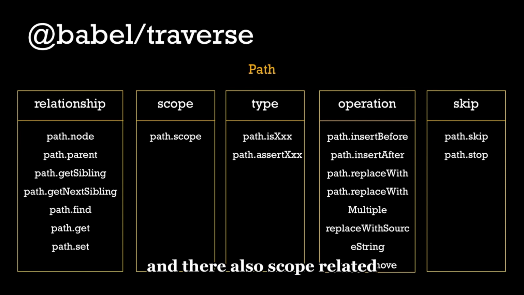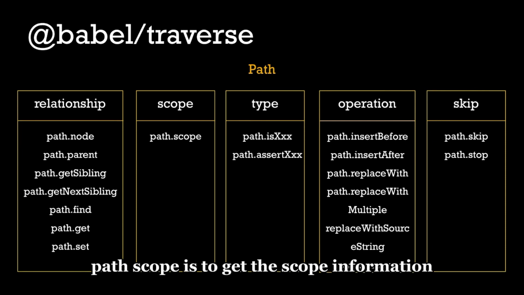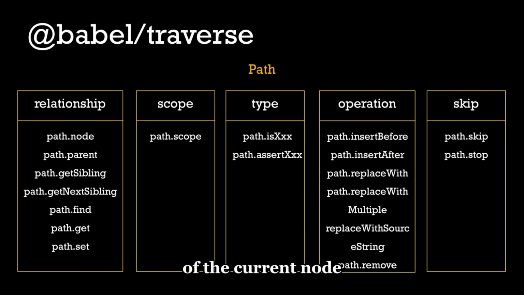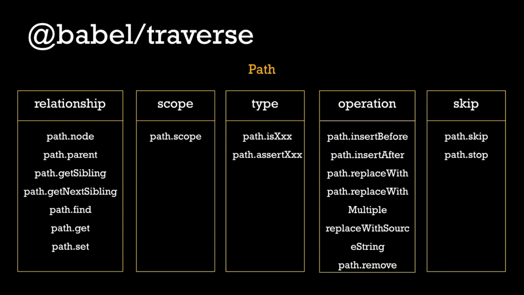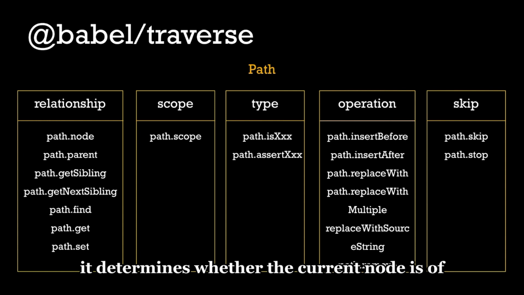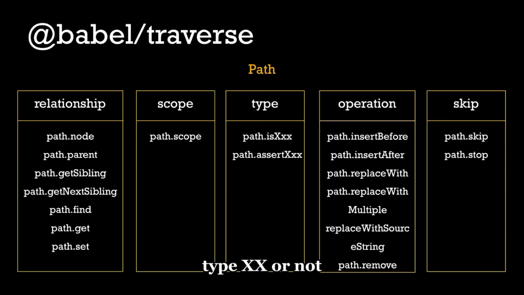And there are also scope-related APIs. Path.scope gets the scope information of the current node. Path.isSomething determines whether the current node is of type something. Path.assertSomething determines whether the current node is of type something or not. If not, it throws an exception.